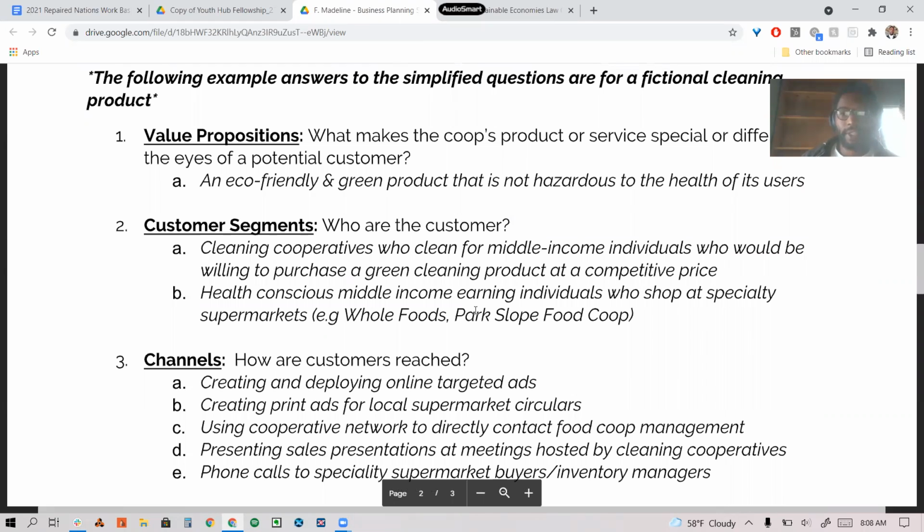The customer segment section is essentially who are the customers, right? They have some examples here related to a fictional cleaning product. For the value proposition, they talked about an eco-friendly and green product that's not hazardous to the health of its users. Customer segments, it looks like they have two laid out: cleaning cooperatives who clean for middle income individuals who would be willing to purchase a green cleaning product at a competitive price, as well as health conscious middle income earning individuals who shop at specialty supermarkets.